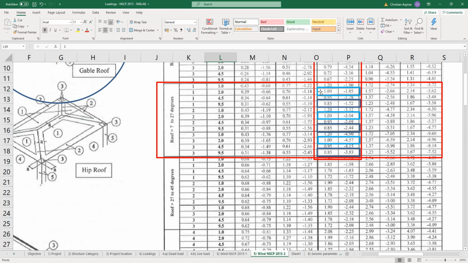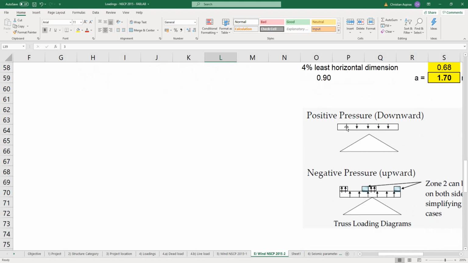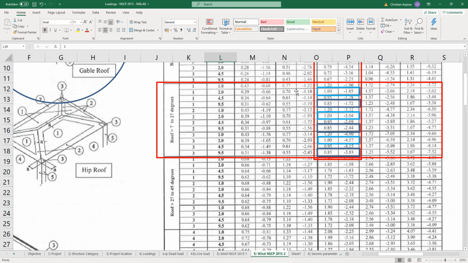value. Now the positive value is the downward direction, or the positive pressure, and the negative value is for the negative pressure right here. Positive pressure going down, and then the negative pressure is upward. So you just input that one. For the zone 1, 1.09. For the zone 2, again, the effective area, we will be using this 2, also 1.09. And for the zone 3, all are 1.09 for the downward pressure.